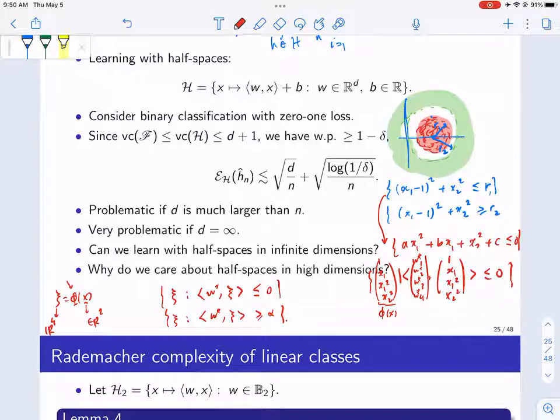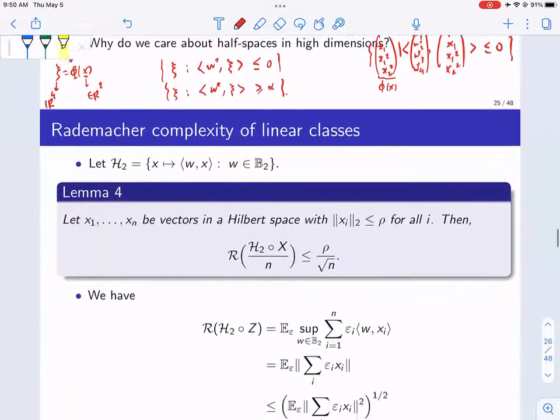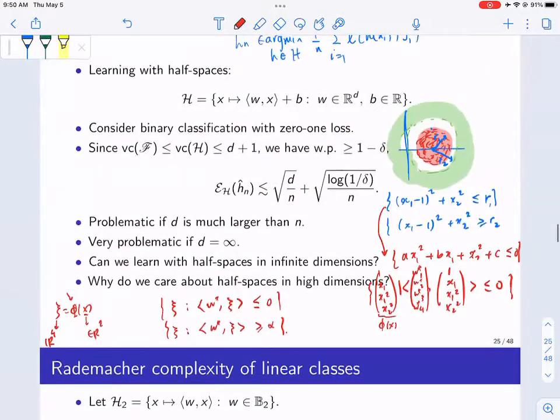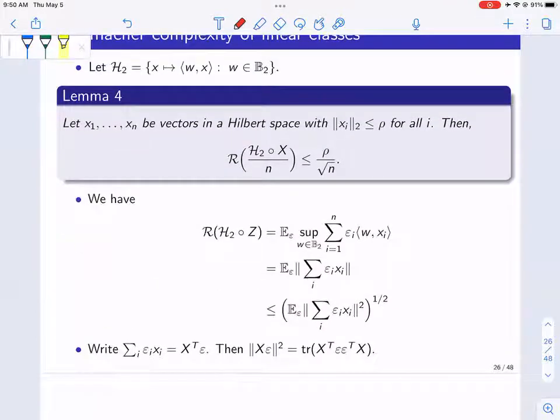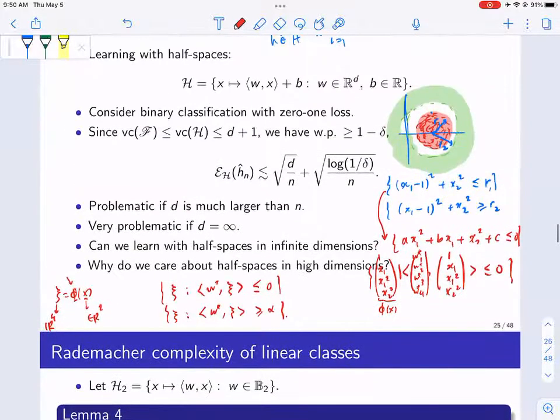So in order to improve this, I want to take a detour, talk a little bit about the Rademacher complexity of this class and some other properties of the Rademacher complexity, and then we get back to this problem. So this is a detour that we'll take to answer that question. The first thing I want to look at is the Rademacher complexity of this linear class. We have a bound via the VC dimension, which is root D over n. And this is not good.